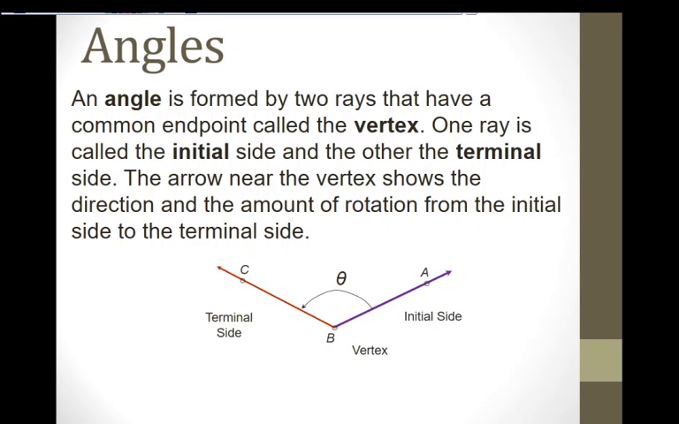An angle is formed by two rays that have a common endpoint called the vertex. One ray is called the initial side and the other the terminal side. The arrow near the vertex shows the direction and the amount of rotation from the initial side to the terminal side. So all angles work this way. Your initial side is where you start your measurement. Your terminal side is where you finish your measurement of the angle.